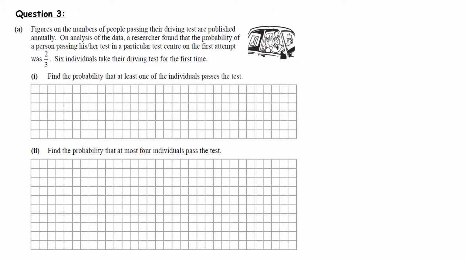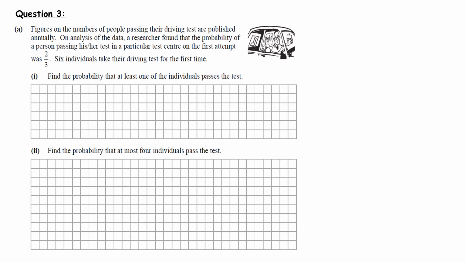So question 3. This is the longer question. It is a problem-solving question, 50 marks, coming from section B of the paper. Figures on the number of people passing the driving test are published annually. On analysis of the data, a researcher found that the probability of a person passing his or her test in a particular test centre on their first attempt was 2 out of 3. 6 individuals are taking their test for the first time. Find the probability that at least one of the individuals passes the test.